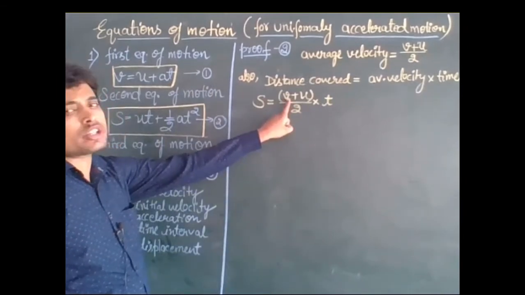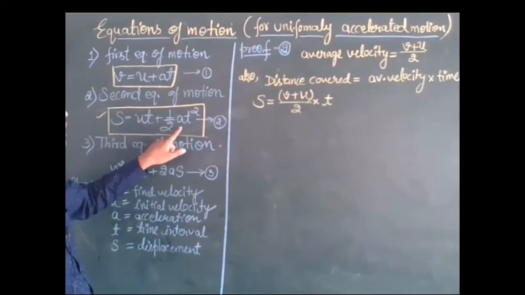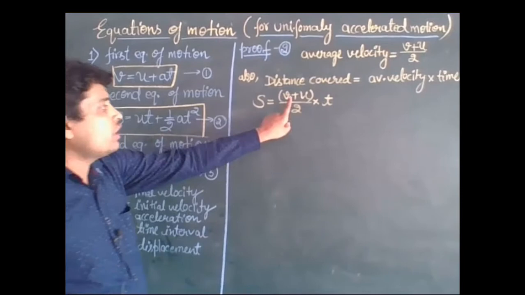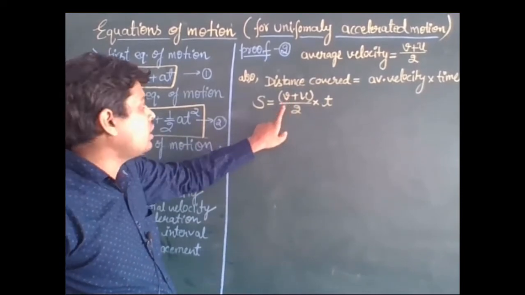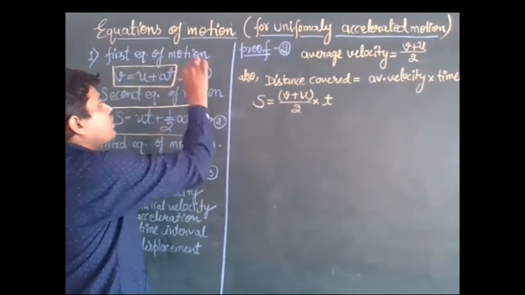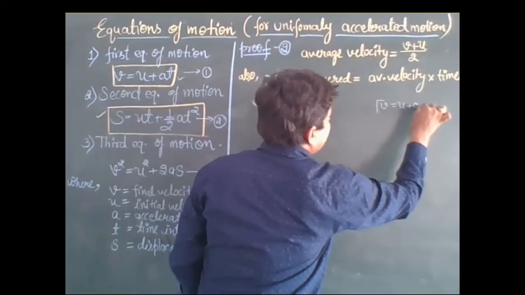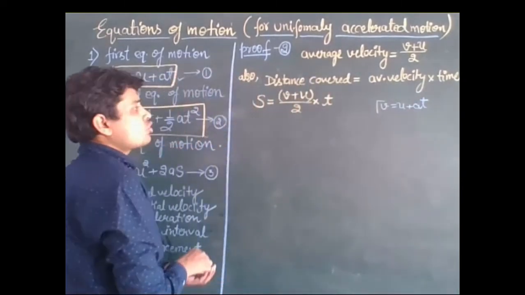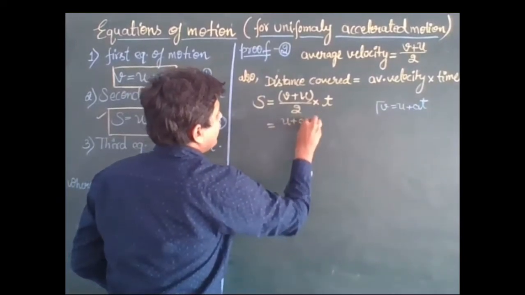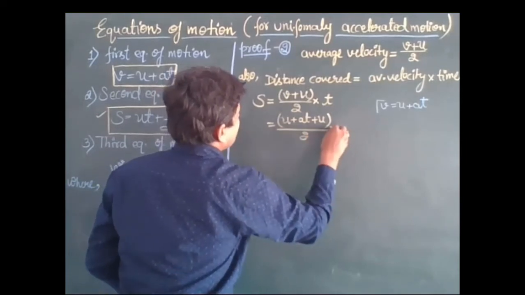Now in this equation, you can see there is no symbol for the final velocity. So we have to eliminate the v from this equation. So we can put its value from the first equation of motion. You know it, v is equal to u plus at. So let's put it. It will be u plus at plus u upon 2 into t.